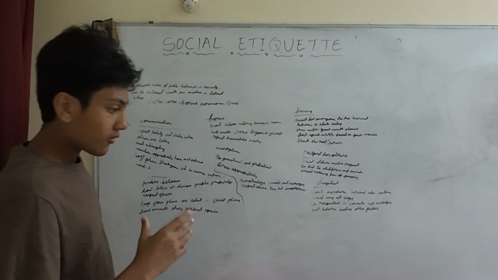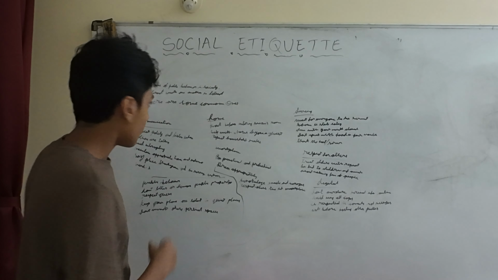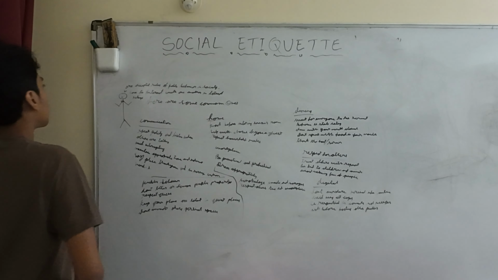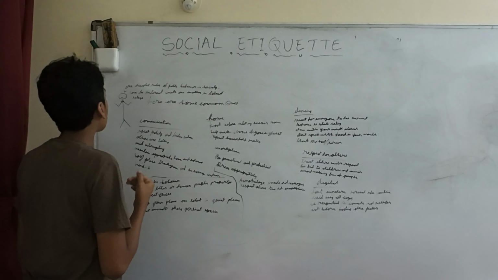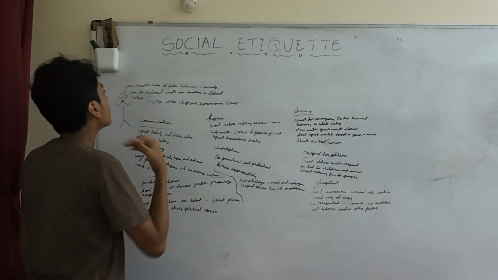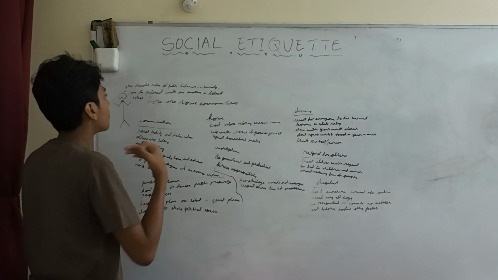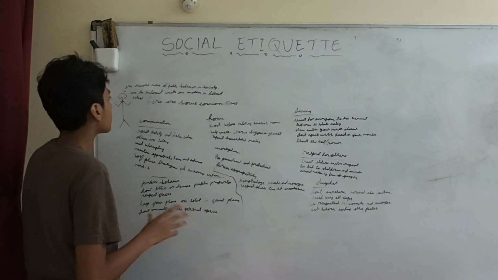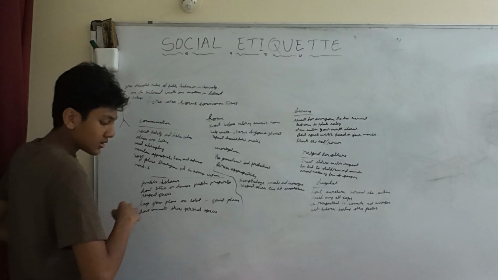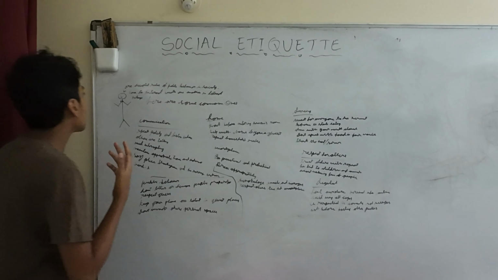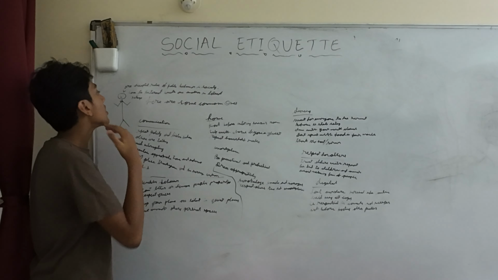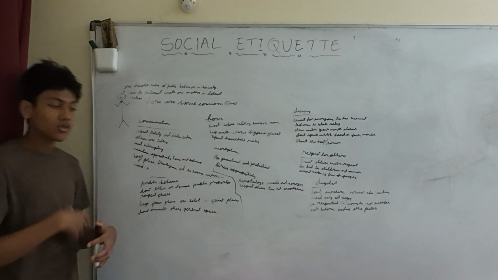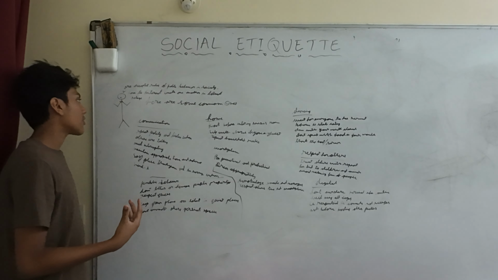Today we are going to be talking about what social etiquette is. So, what is it? Social etiquette is basically rules for polite behavior in society. These are rules that are used in society, right? They tell you how to interact with one another in different settings. They tell you how to interact with other people properly, okay?